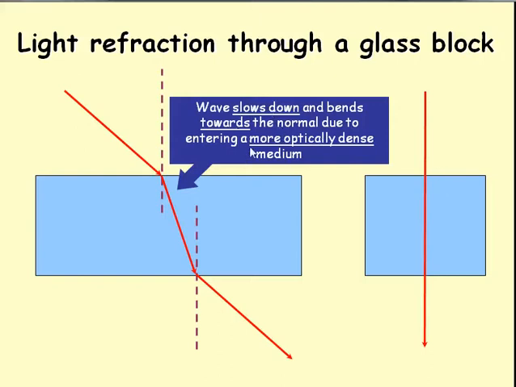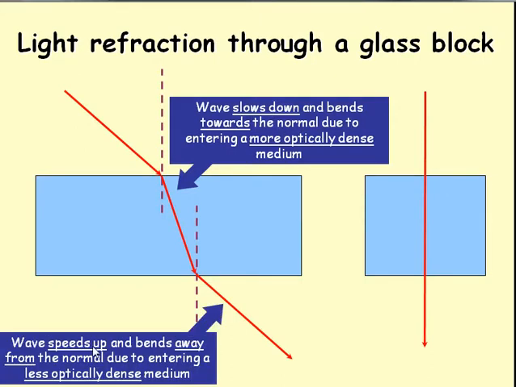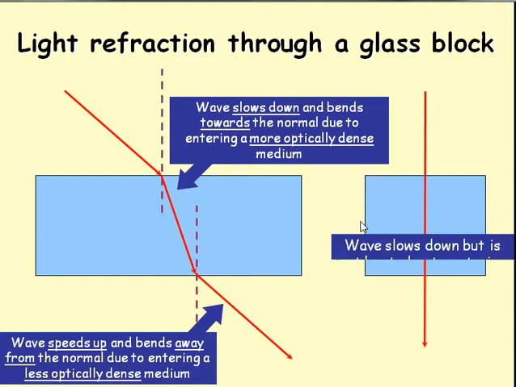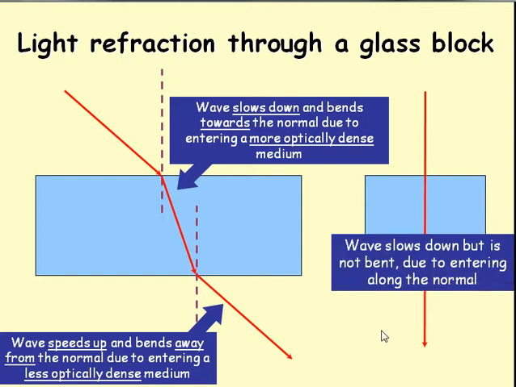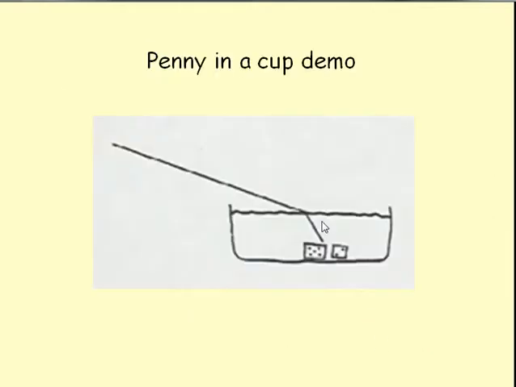So it slows down here and bends toward the normal, speeds up as it bends away from the normal, and here it's slowed down with no bending. So here's a demonstration we did in the sink the other day. Actually, this is a little bit different, but it's essentially similar. It uses the same property of refraction.